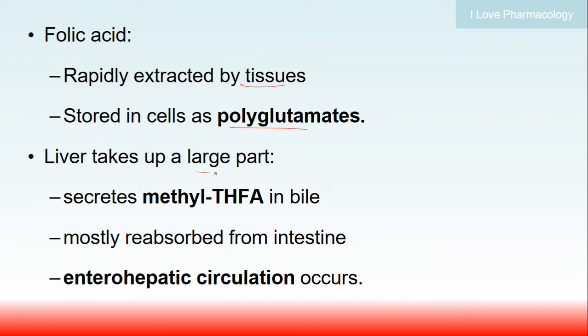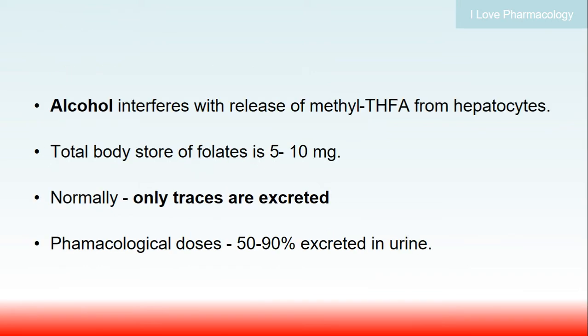Liver takes up the larger part of the absorbed folic acid and secretes methyl tetrahydrofolic acid in the bile, which will be mostly absorbed again back into the circulation. So this is called enterohepatic circulation. That is why folic acid has a longer duration of action in the body.